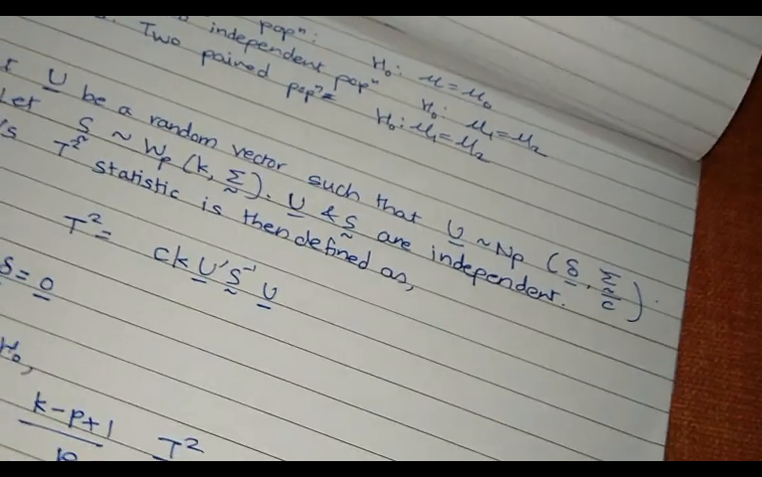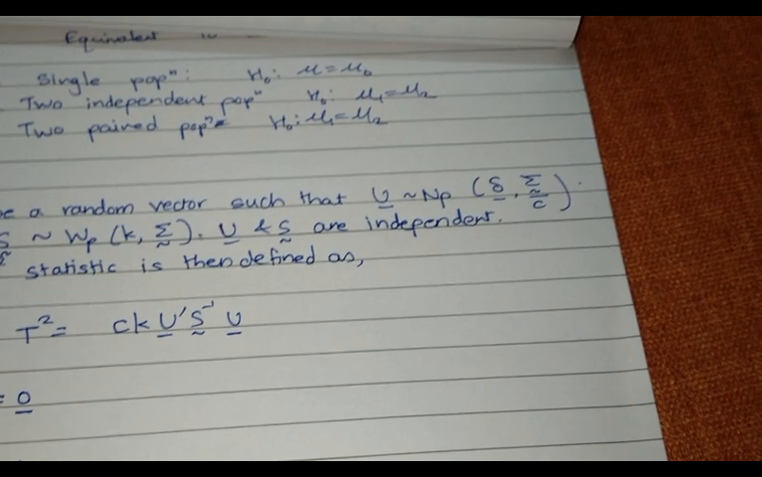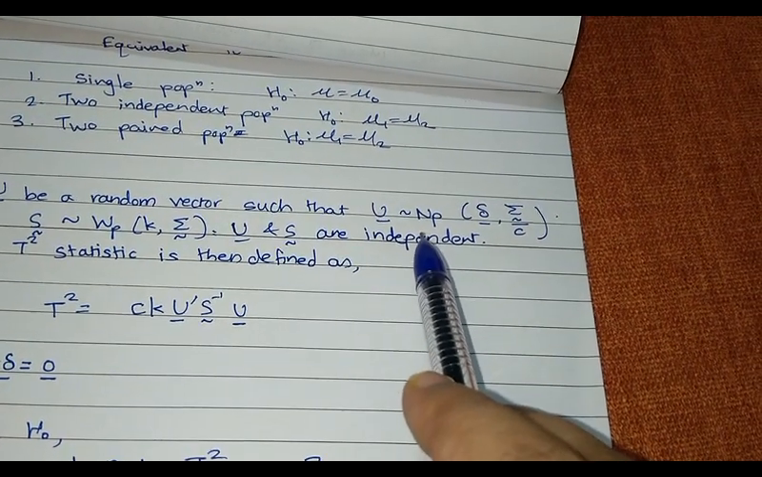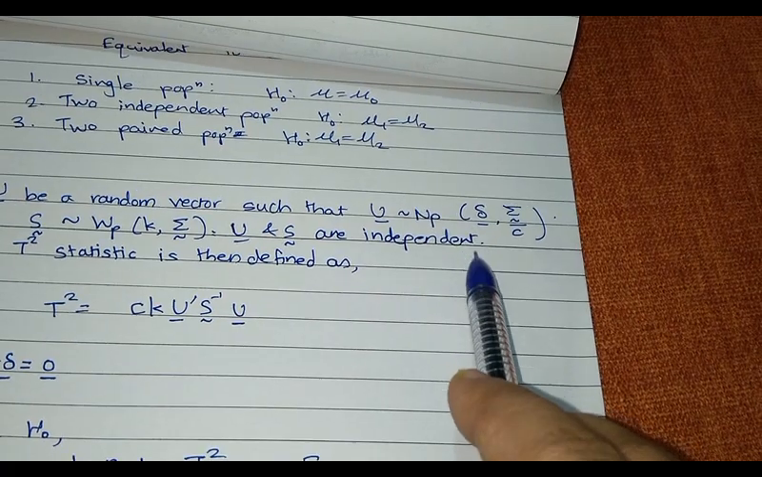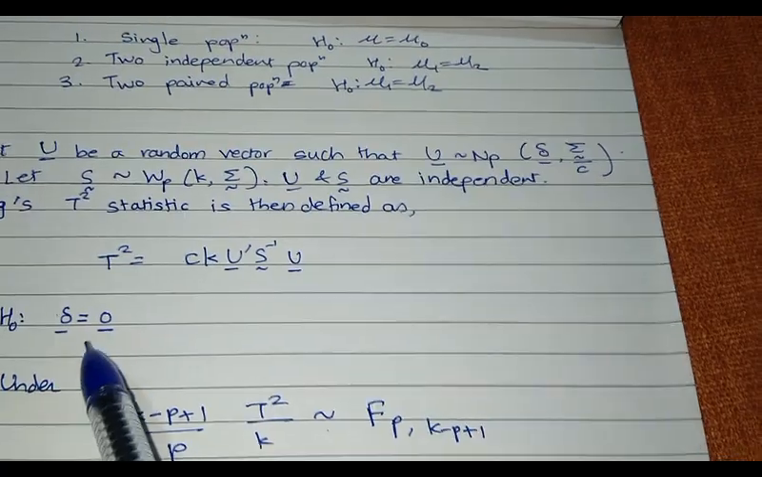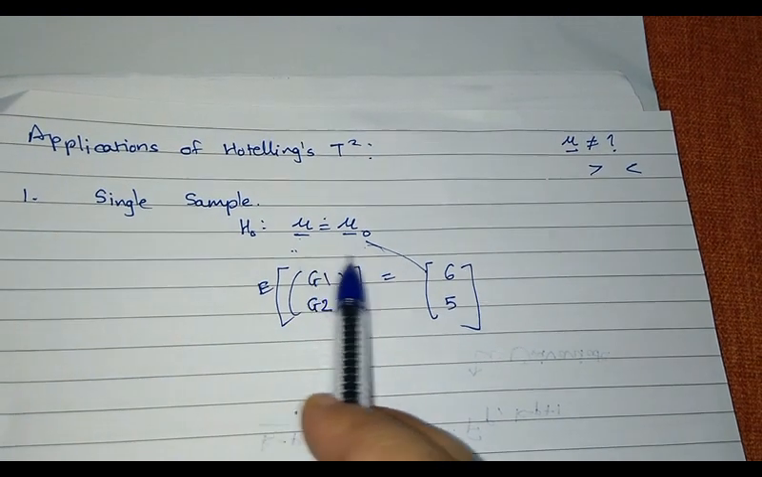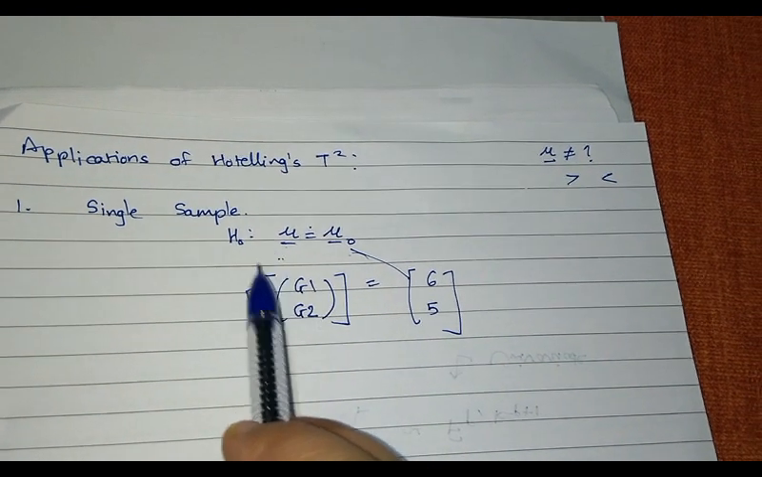Now my definition of the Hotelling T-square statistic says I should come up with some u which has a p-variate normal distribution and should have mean delta, and under H naught that delta should be 0. So from this setup, can I come up with some u which will have mean 0?